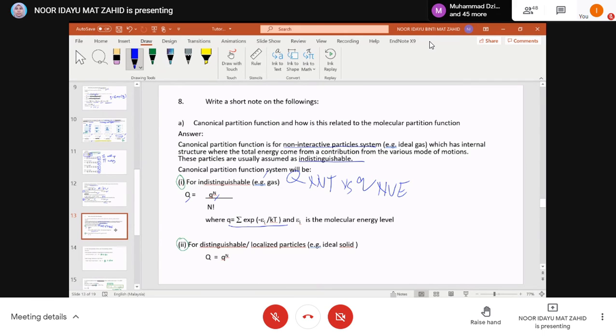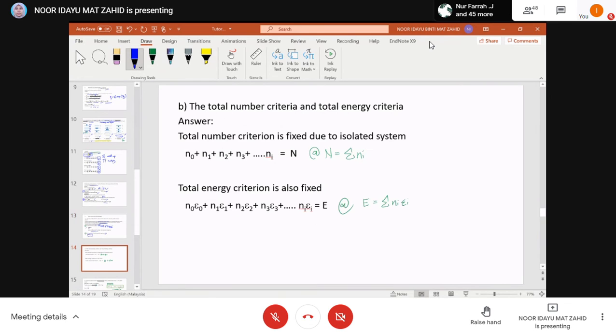For a distinguishable system or localized particles, where you can still identify the identity of each particle, just like in the case of a solid, a solid doesn't move randomly, right? It's in an ordered position. This is how you relate the canonical partition function with the molecular partition function. So you can write that about the canonical partition function.